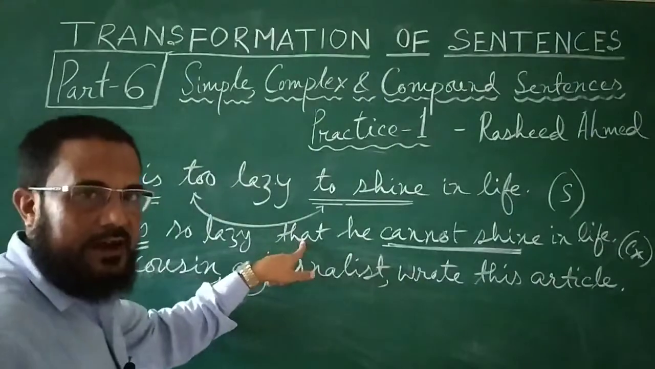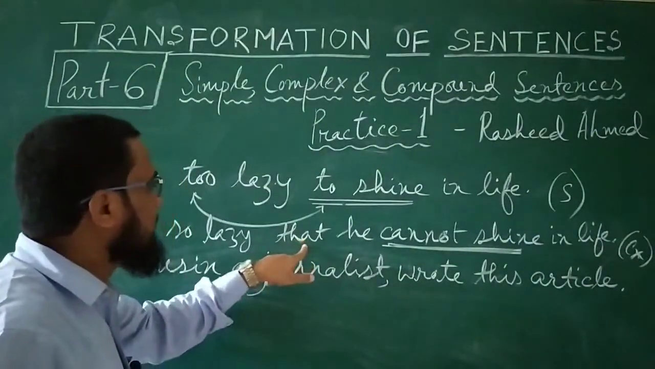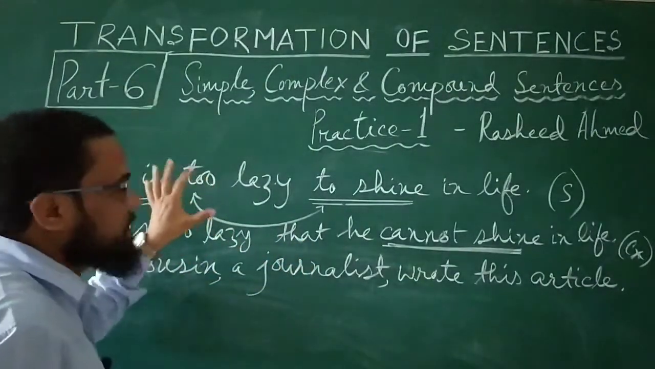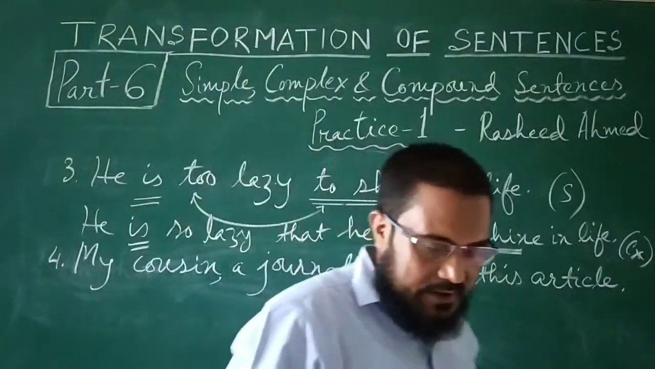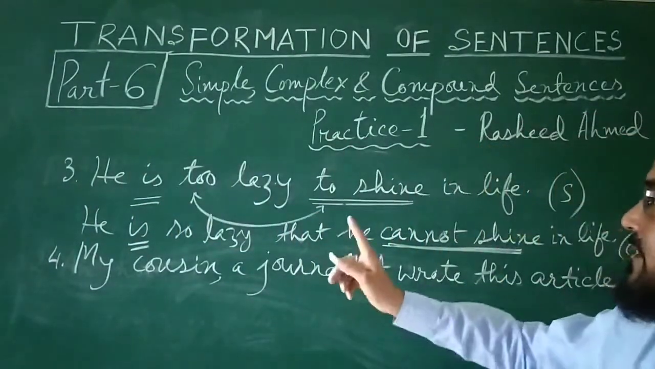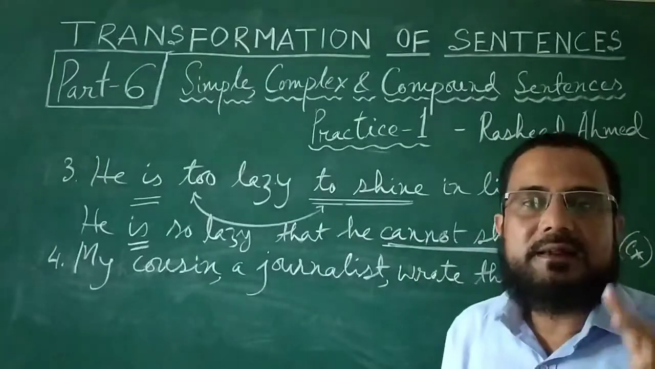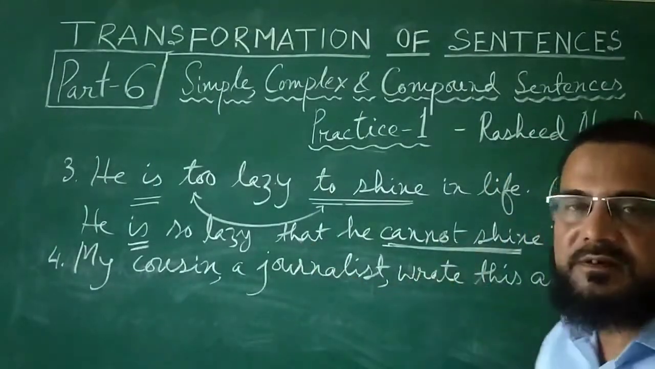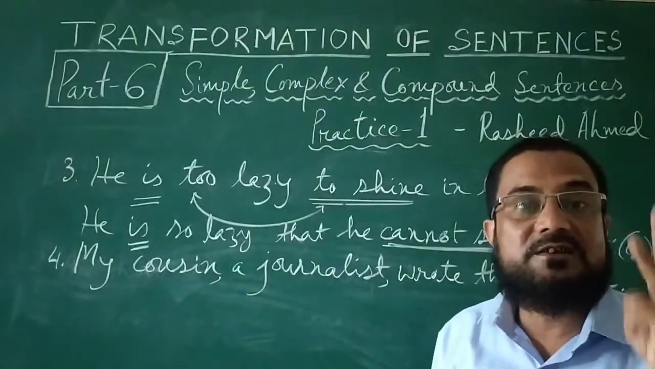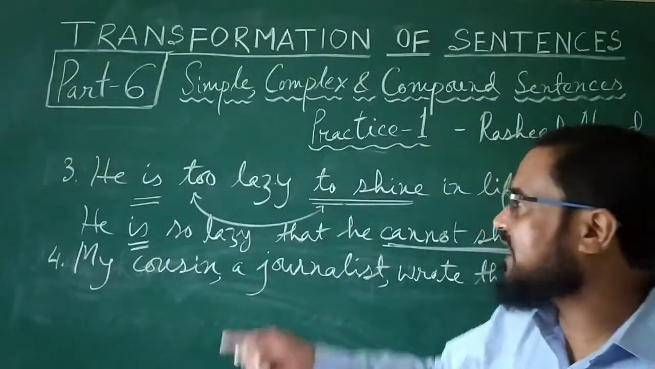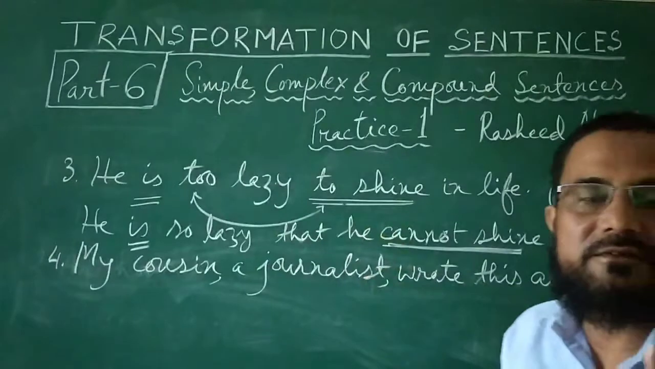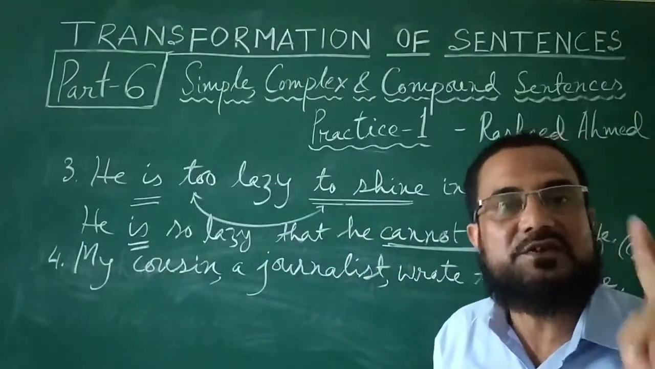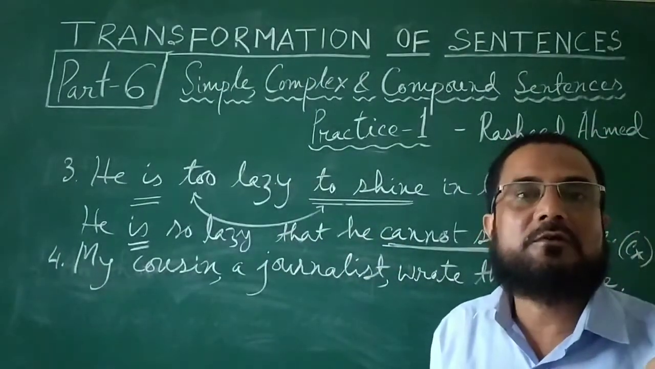And that is used here. Earlier also we got like this. This is a that clause. So this sentence is very interesting. Why? Because if this is the sentence given in the exam, he is too lazy to shine in life, then the answer will be he is so lazy that he cannot shine in life. But the instruction may be given in 3 ways. With this kind of sentence, you can get any of the 3 instructions, but the answer will always be the same.